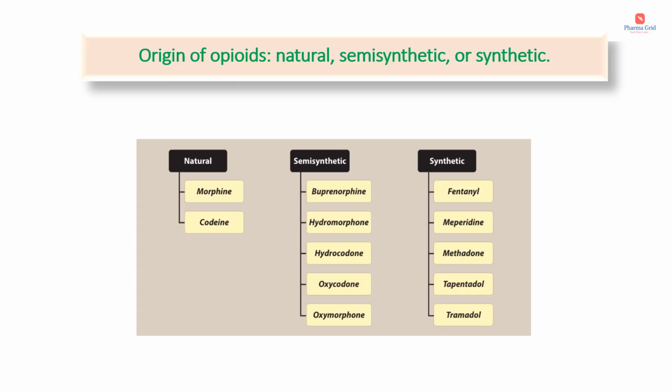So coming to the classification of opioids, the first classification is based on the origin. Based on the origin, opioids can be classified as natural, semi-synthetic or synthetic. Natural opioids include morphine and codeine. Semi-synthetic opioids include buprenorphine, hydromorphone, hydrocodone, oxycodone and oxymorphone. And synthetic opioids include fentanyl, meperidine, methadone, tapentadol and tramadol.